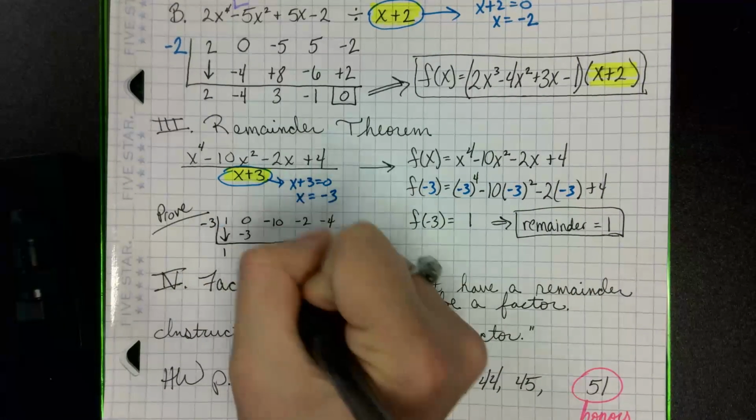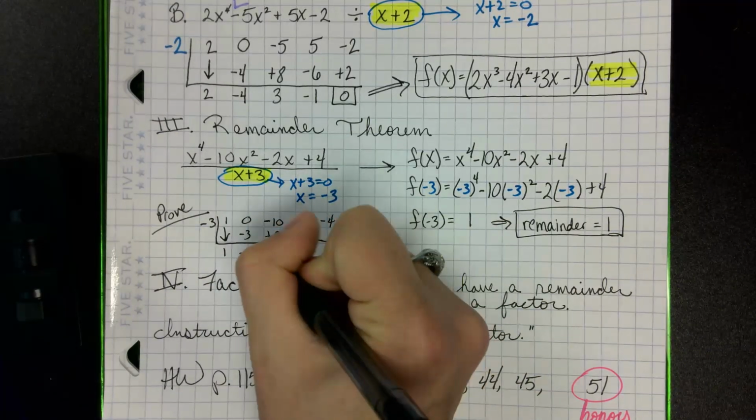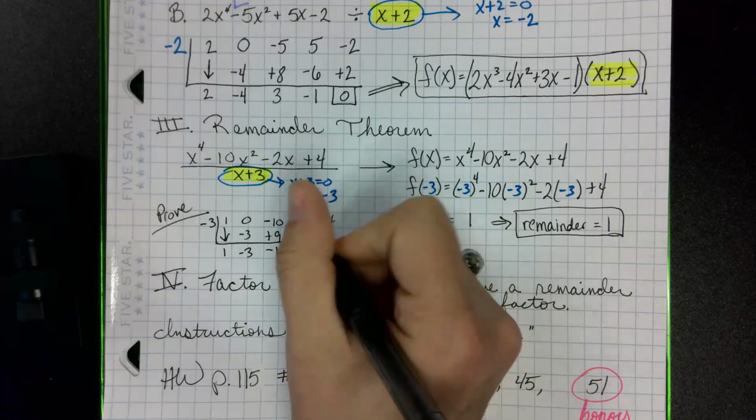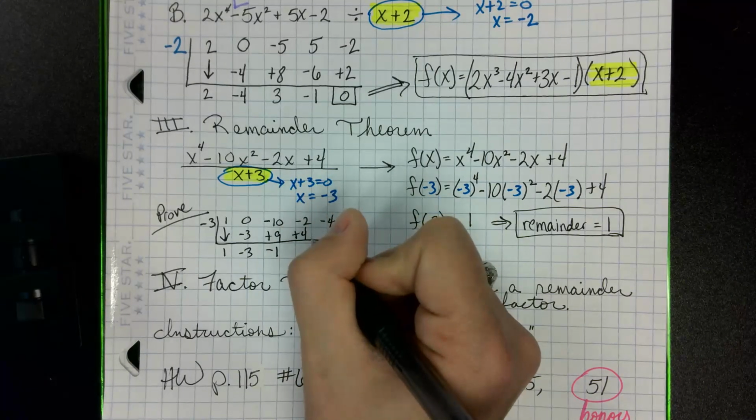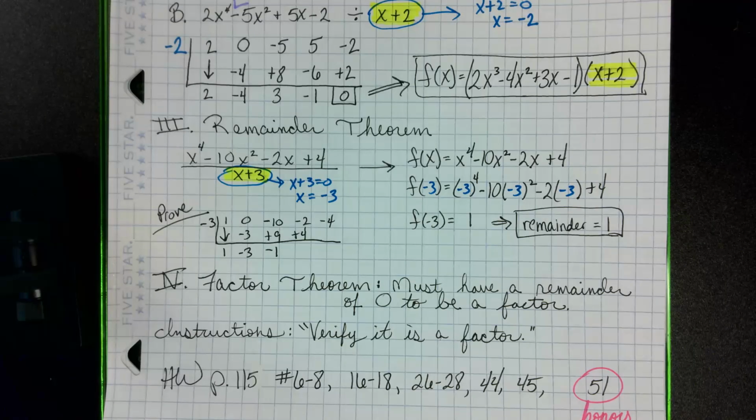Gives me a negative 3. Add is negative 3. Multiply is positive 9. Add is negative 1. Multiply is positive 3. So that happens when I do it fast, huh?